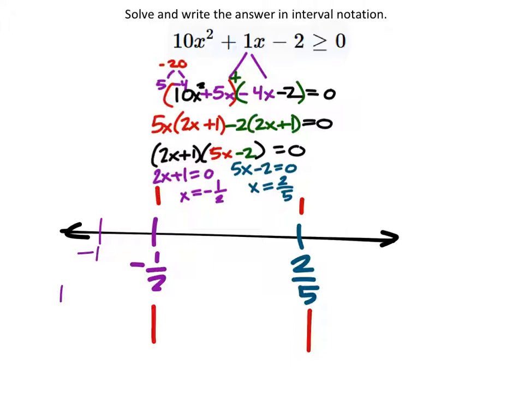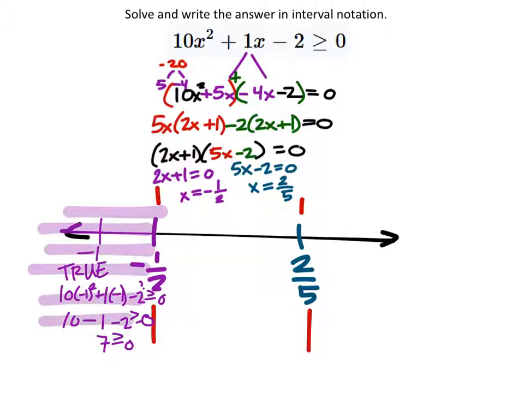So I've got 10x squared, so that's negative 1 squared, plus 1 times negative 1, our testing value, minus 2. And is that greater than or equal to 0? Negative 1 squared is 1, so I got 10 plus 1 times negative 1, that's negative 1 minus 2. This is greater than 0, so it's 7 is greater than 0. That is true. So we know that everything to the left of negative 1/2 is true.